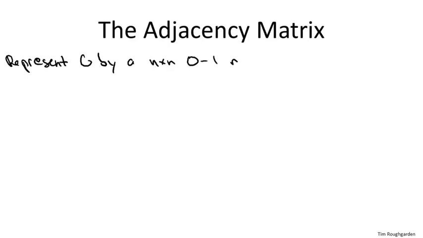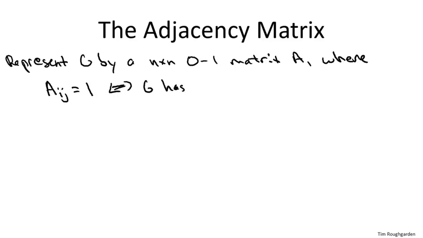So the matrix is going to be denoted by capital A, and it's a square n by n matrix where n is the number of vertices of the graph. And the semantics are the ijth entry of the matrix is 1 if and only if there's an edge between the vertices i and j in the graph. I'm assuming here that the vertices are named 1, 2, 3, 4, etc. all the way up to n.